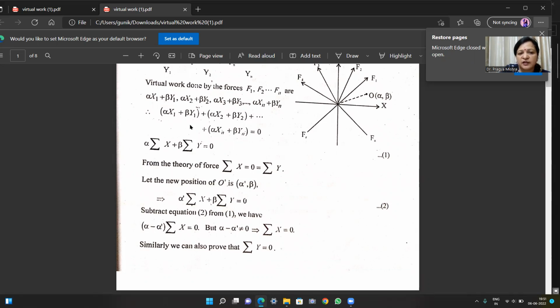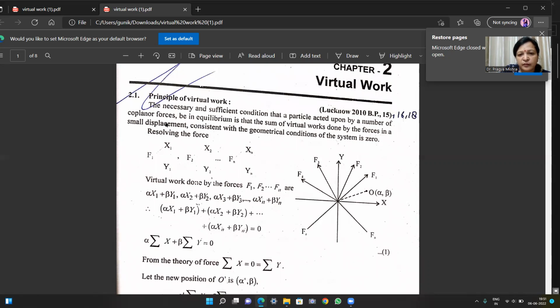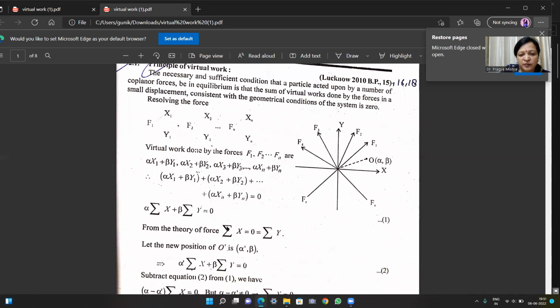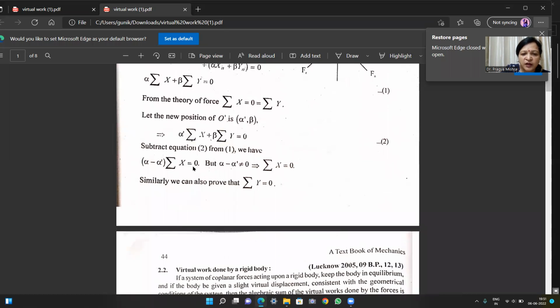So we have proved first that if sigma x and sigma y equal 0, then we have alpha sigma x plus beta sigma y equal to 0. And secondly, we have proved that if the sum of virtual work is 0, then corresponding to that, we have sigma x and sigma y equal to 0.